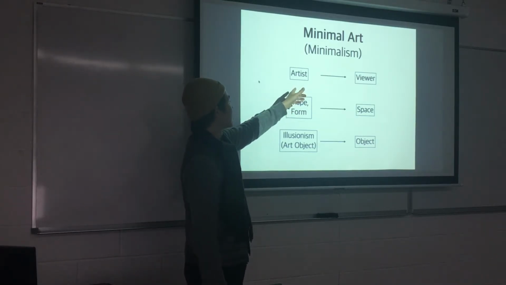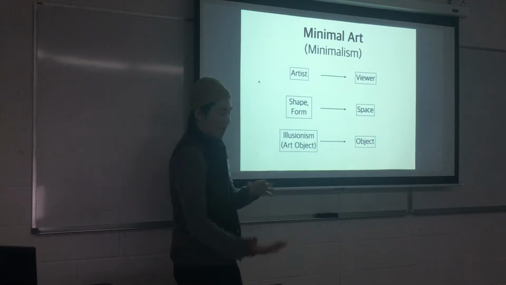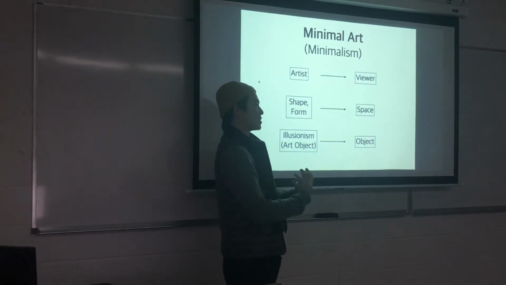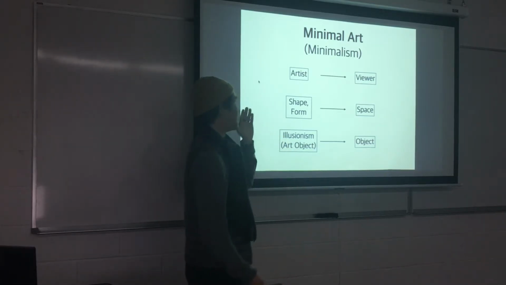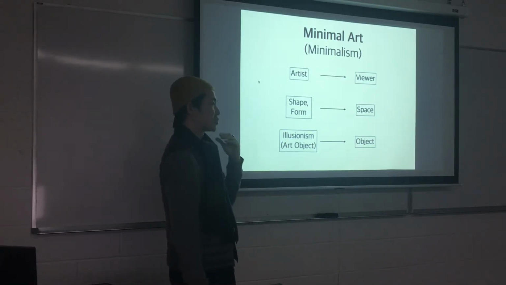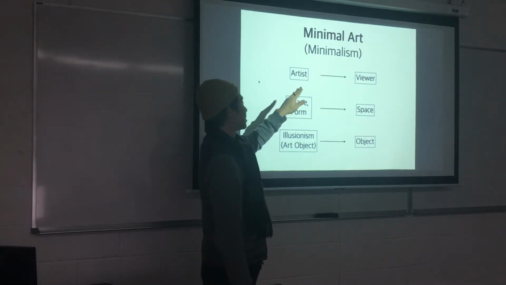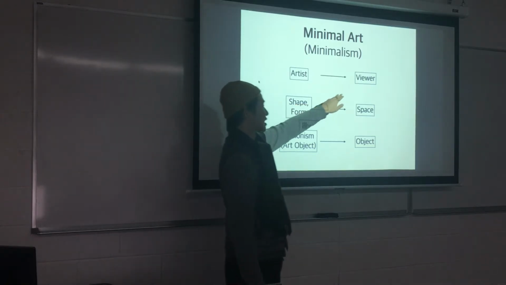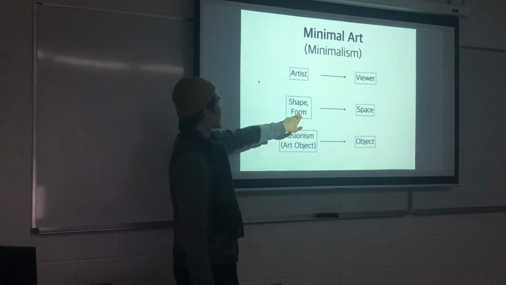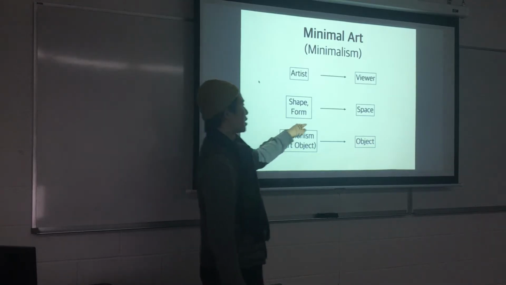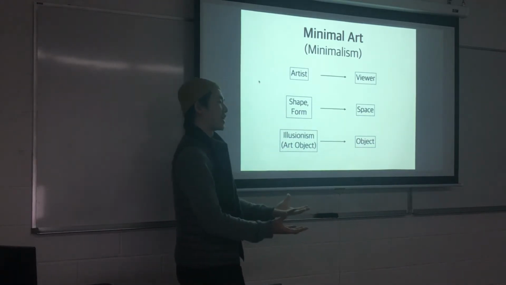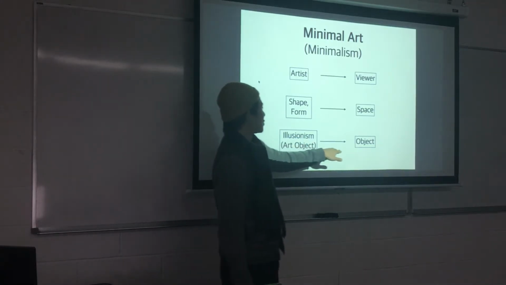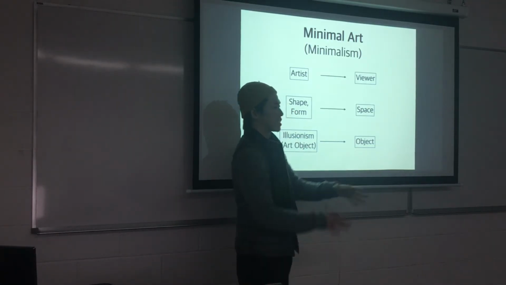Before minimalism, it was all about the artist's idea, the artist's technique. But in minimalism, they argue to change this perspective: the artist isn't important, it's about the viewer's experience. And also, it's not about the shape and its form, it's about the space where it is located. And also, they reject illusionism; they wanted to make their sculpture into an object.